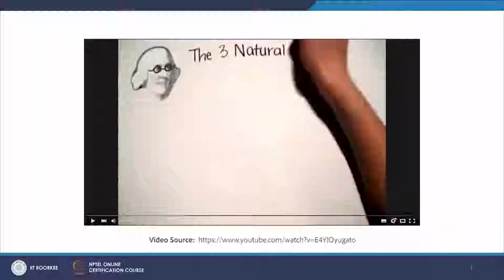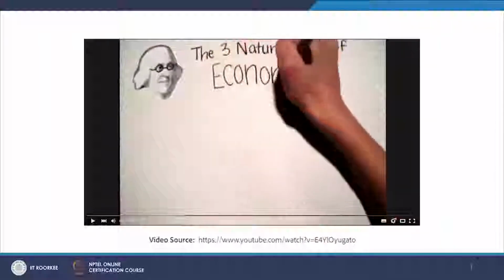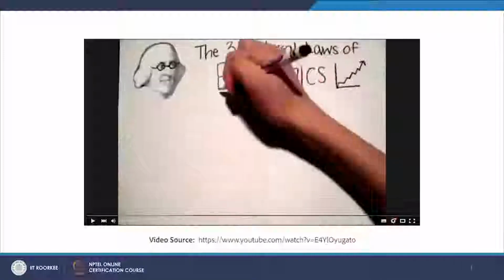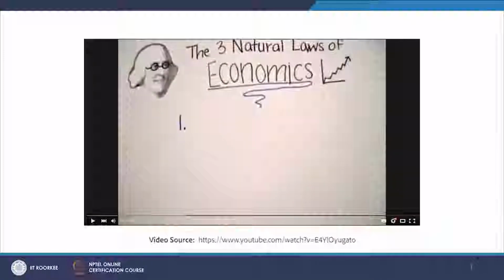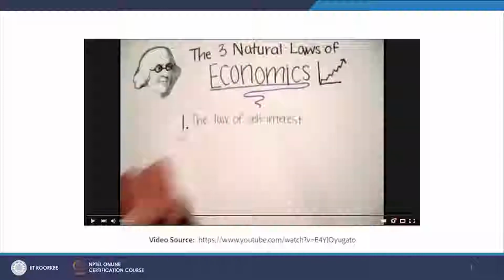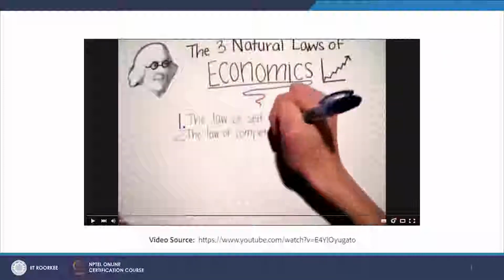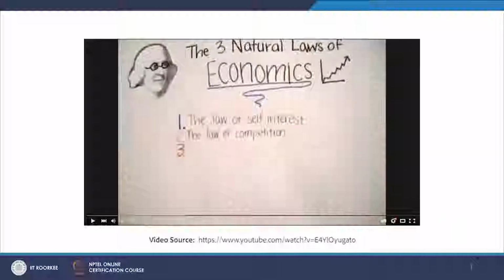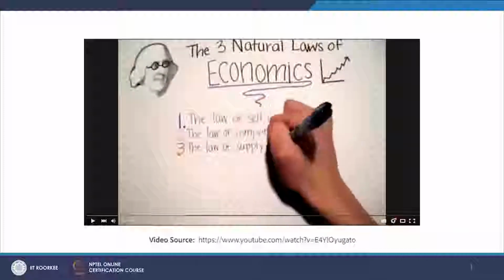At the core of Adam Smith's laissez-faire capitalist philosophies lie the three natural laws of economics. Law 1 is the law of self-interest. Law number 2 is the law of competition. And law number 3 is the law of supply and demand.